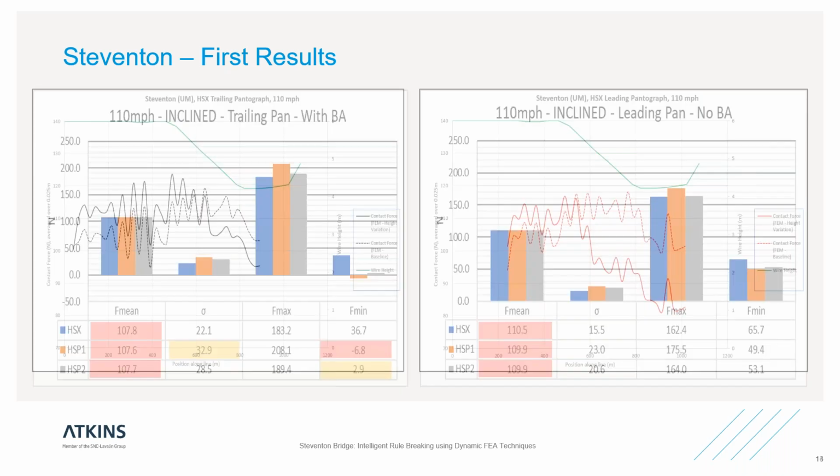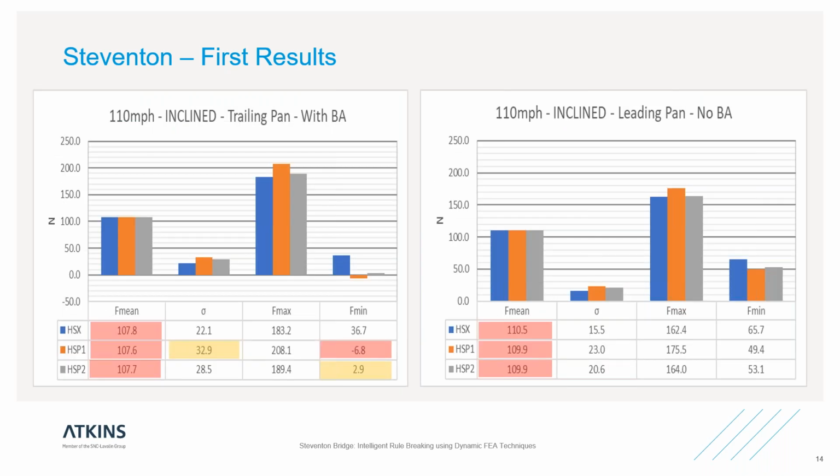So, having done the simulation at various speeds through Steventon, what did that simulation show us? Well, what it said is that at 60 miles an hour, we would be compliant. We would be within the UK standards for contact force. Our mean force plus or minus 3 standard deviations would be well within 0 and 300. At 85, we'd be on the edges of compliance. And at 110 miles an hour, we would see some non-compliance.